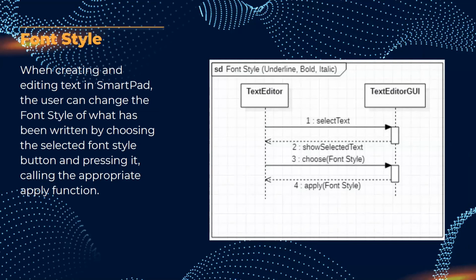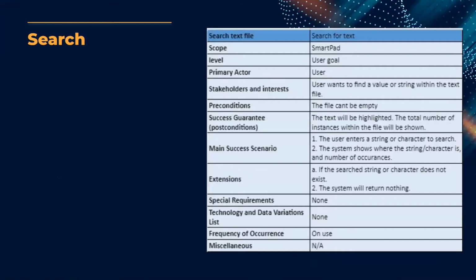On the right-hand side, again, we have the sequence diagram for font style. You can change the font style of what has been written, calling the appropriate function to be applied. And then I'll pass it back to Ellis.